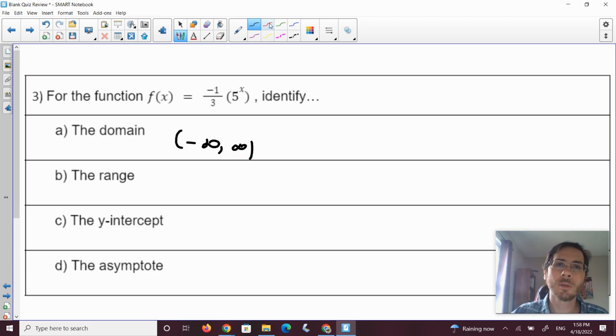For the range, we can see we're not adding or subtracting anything with the k. So that means we're either going to be going from 0 to infinity or from negative infinity to 0.